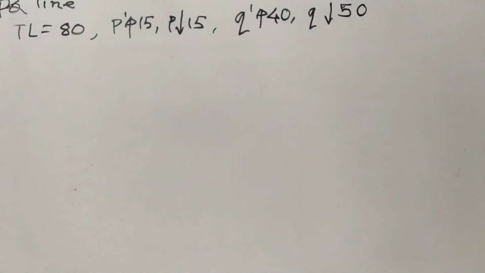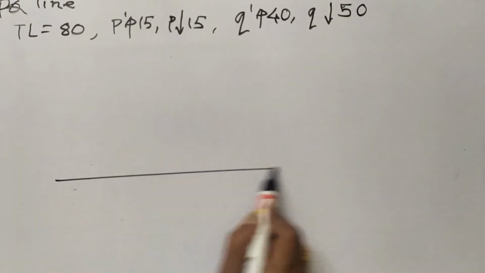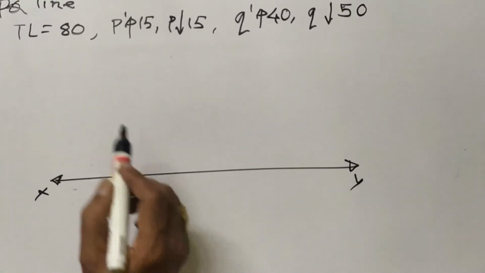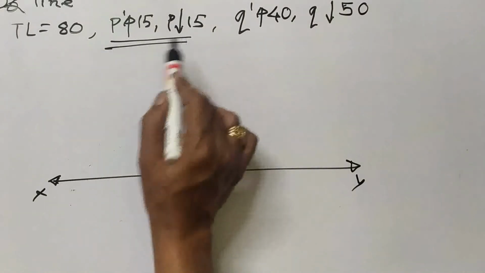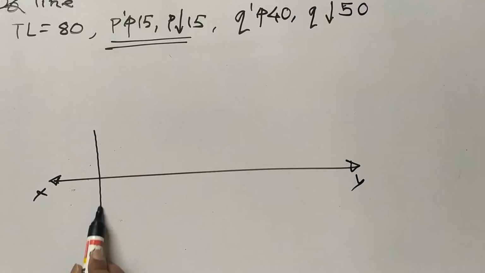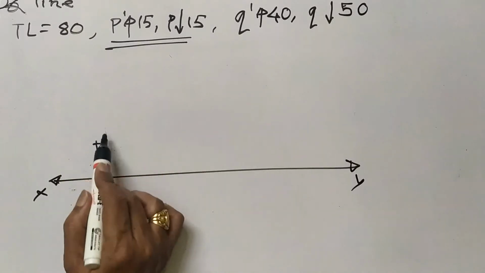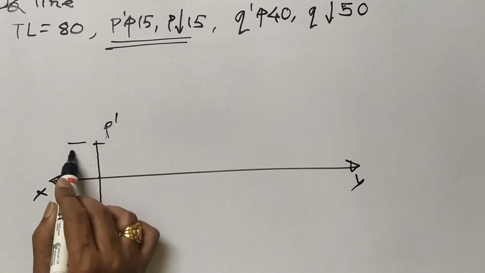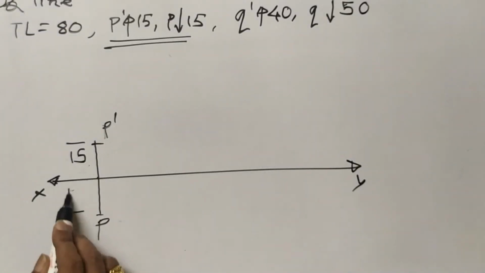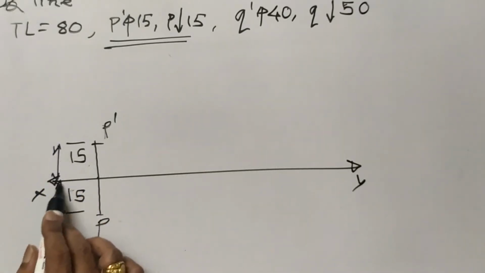5 data is given. Now what you have to do? You have to mark XY line. Now this P dash and P you can mark. So I will take P dash 15 mm. So this is P dash. This distance is 15 and this P, this distance is also 15. Okay, 15 mm distance from both HP and VP.